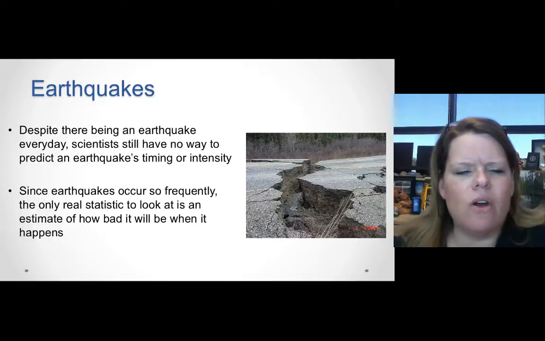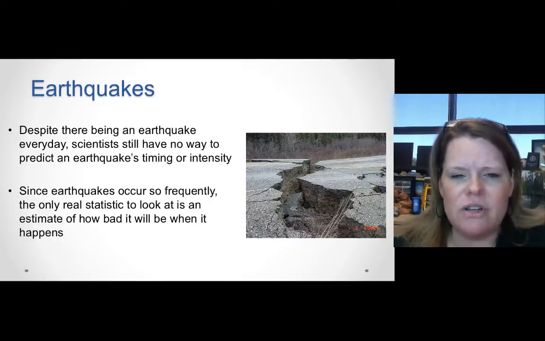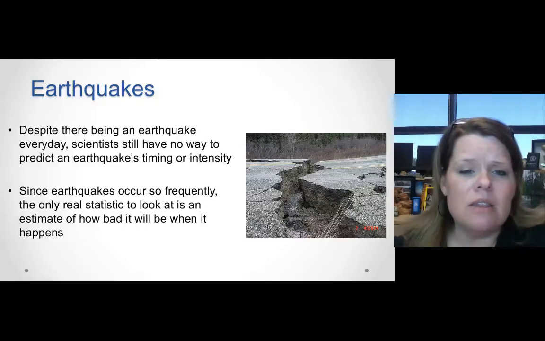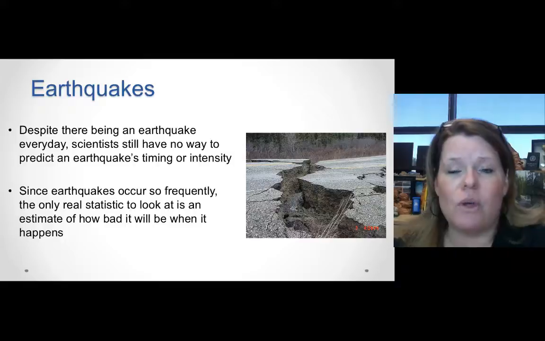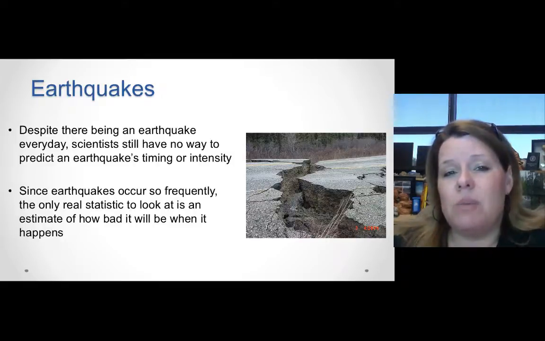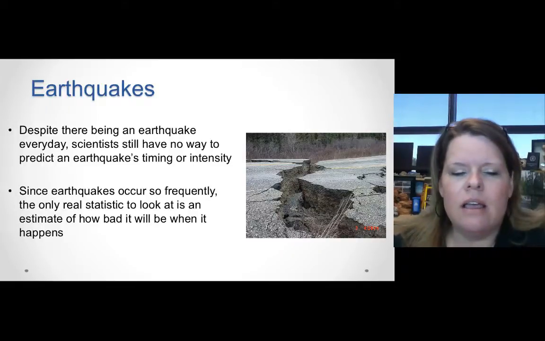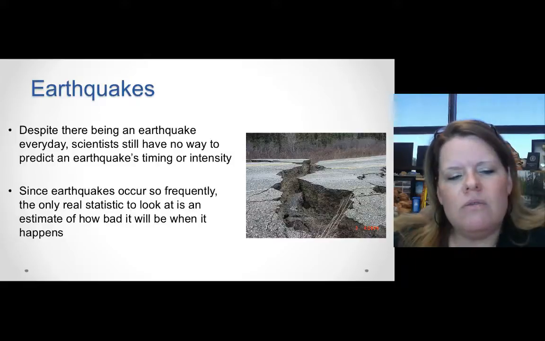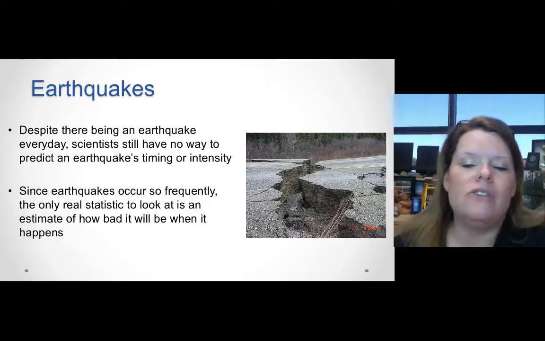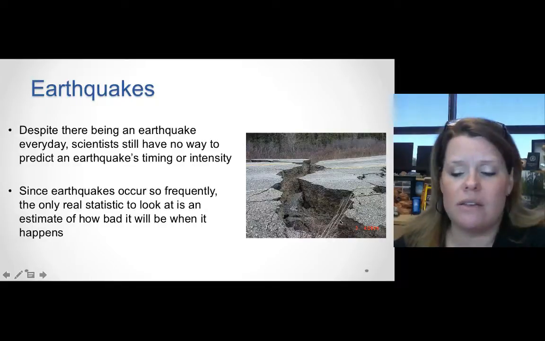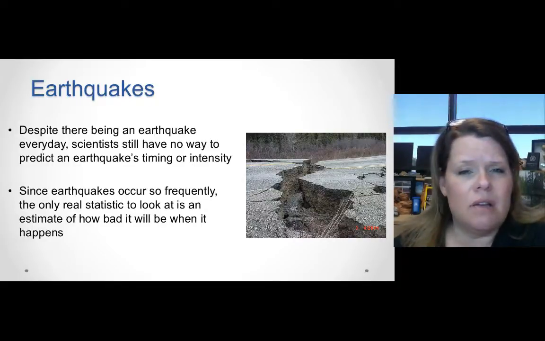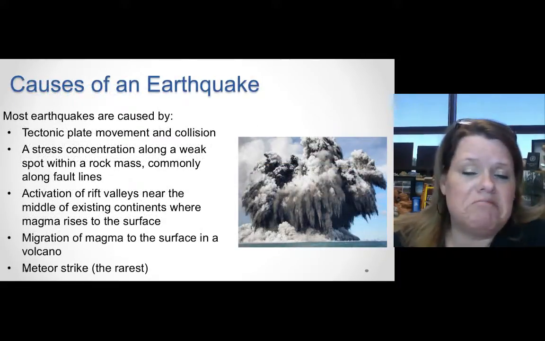Despite the fact that there are earthquakes happening every day, scientists still have no way to accurately predict the moment, timing or intensity of an earthquake, but we can certainly guess and plan for areas that we know have a high probability of creating bad earthquakes. Since earthquakes occur so frequently, the only real statistic that we look at is an estimate of how bad it will be and when it happens. So you can see some offset of crust right here. That's not a good thing to experience. Hopefully, the earthquake was not too large to cause a lot of damage to human life and structures.